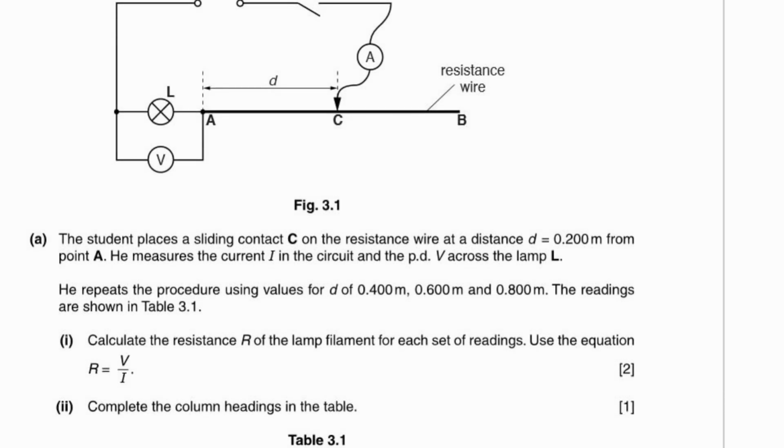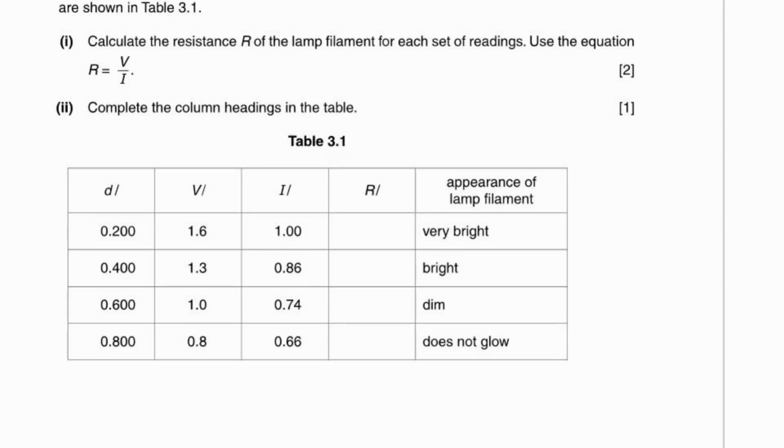He repeats the procedure using values for D of 0.4 meters, 0.6 meters, 0.8 meters, and the readings are shown in table 3.1. Calculate the resistance R of the lamp filament for each set of readings. Use the equation R equals V divided by I. So it wants us to use the equation R equals V over I. We've been given V, we've been given I, so we're just dividing one by the other. So the first reading will be 1.6 divided by 1. And we just run through that for that column.